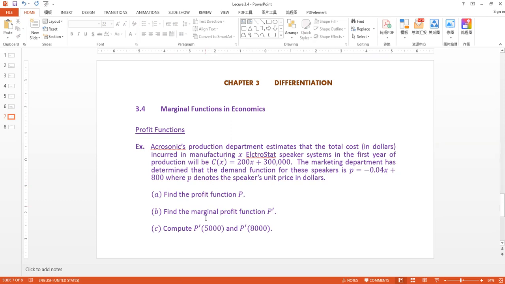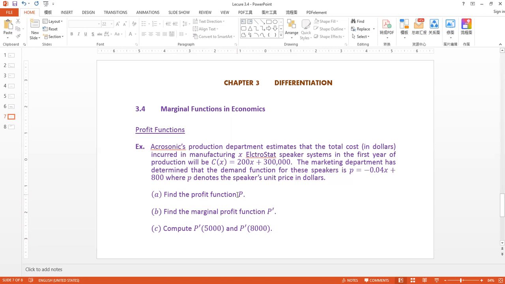So we need to do three things in this example. We need to find the profit function P in part A, and we need to find the marginal profit function P prime. And then we need to compute the marginal profit function P prime at 5,000 and 8,000 for x. Okay, the 5,000 and 8,000 units of sales, basically. So let's just do this part by part.